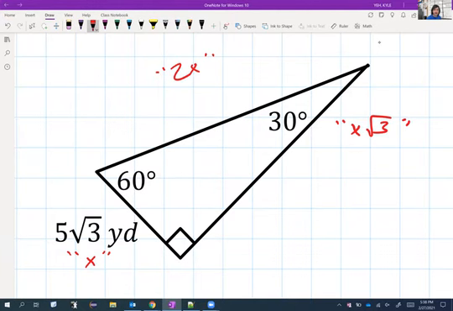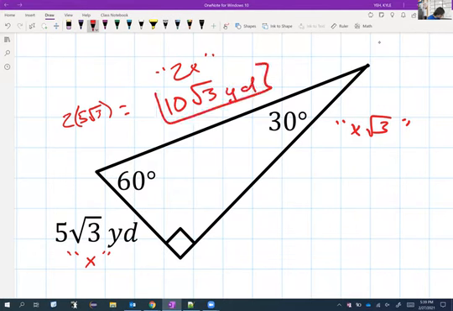So x, double it to get to my hypotenuse, my 2x. So 5 root 3 times 2, I'll write it out. I need to double it to get my 2x equals 10 root 3. 10 root 3 yards were the units on this one.